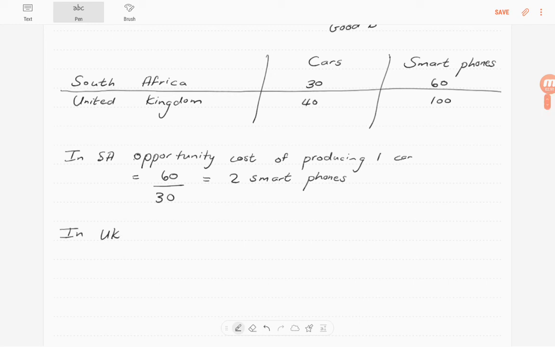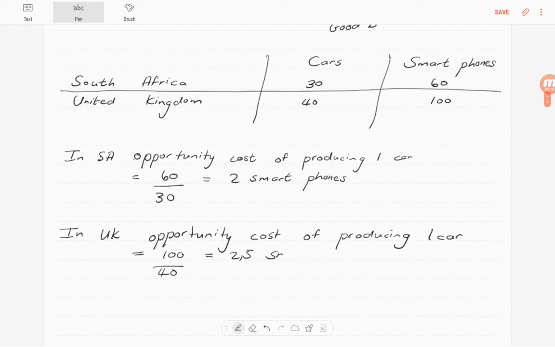In the United Kingdom, the opportunity cost of producing one car, we want the same product to compare comparative advantage, is 100 over 40, which is 2.5 smartphones.